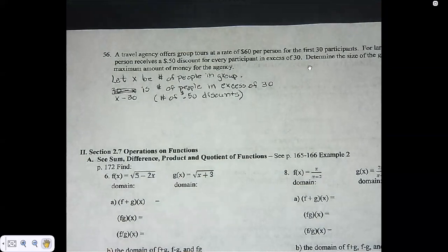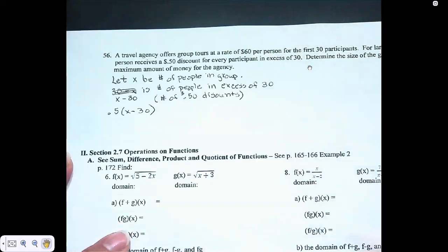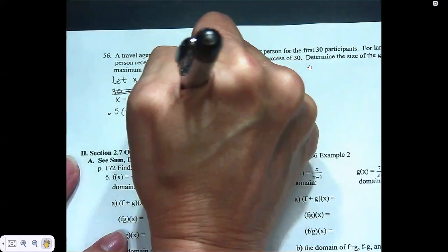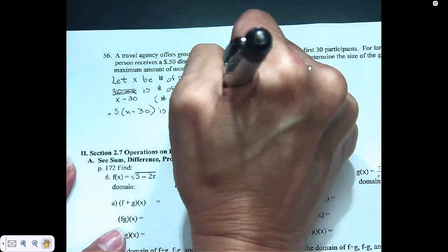Now that's a number of discounts. It's not the value of the discount. How do I get the actual number of dollars off for each person in excess of 30? Multiply your number, X minus 30, by 0.5. That would be the amount of discount. So 0.5 times X minus 30 is not the number of discounts, but the amount of discount.